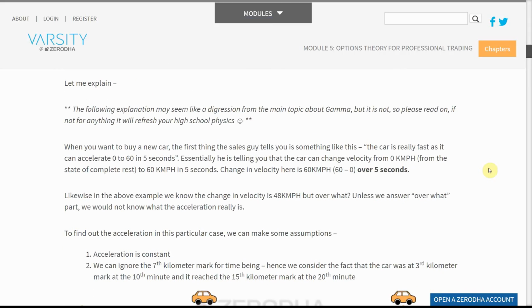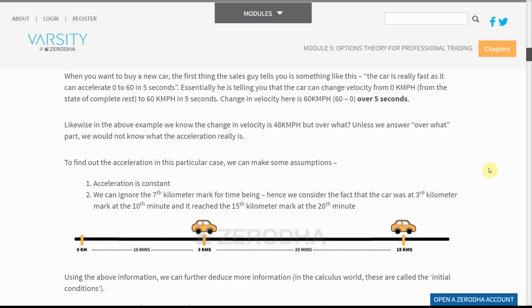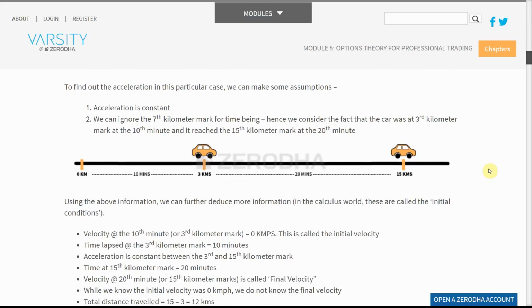Velocity at the 10th minute or 3rd kilometer mark equals 0 kmph. This is called the initial velocity. Time elapsed at the 3rd kilometer mark equals 10 minutes. Acceleration is constant between the 3rd and 15th kilometer mark. Time at the 15th kilometer mark equals 20 minutes. Velocity at the 20th minute or 15th kilometer mark is called the final velocity. While we know the initial velocity was 0 kmph, we do not know the final velocity.